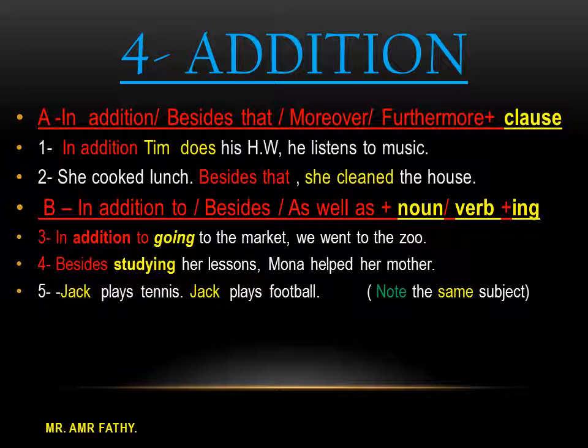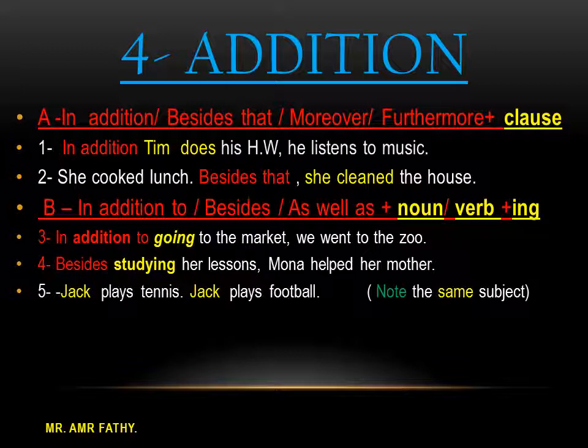Look at number 5 and take care. If you look at number 5, this sentence is very important. Jack plays tennis. Full stop. Jack plays football. Number 5 is an example for rewriting the sentence in the exam. This is an example of what comes in the rewrite question in the exam; the sentence will be exactly like this. Jack plays tennis. Jack plays football.